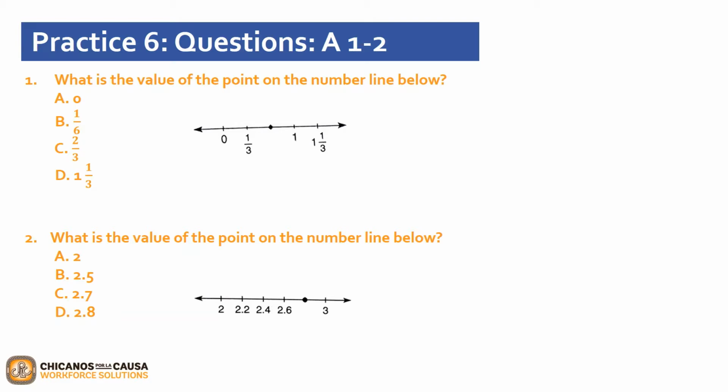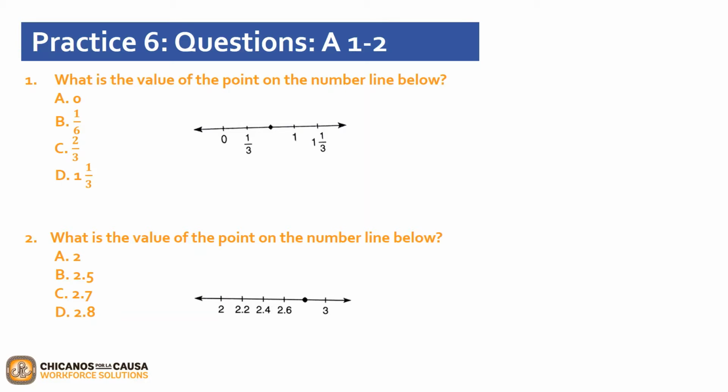Okie doke, first up we have question 1. What is the value of the point on the number line below? We have 4 options. We have A, 0, B, 1/6, C, 2/3, or D, 1 1/3.